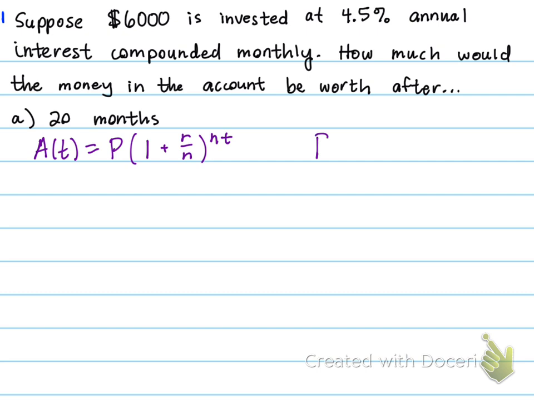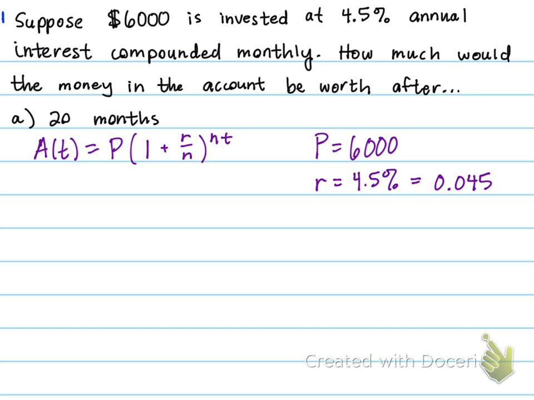Then we got P, our principal amount. We're starting with 6,000. We know r, the rate. Now they gave us a percent, but that's not what we're going to actually put in for r. We have to convert our percent. They gave us 4.5%, which equals 0.045. We need to convert that percent to a decimal.